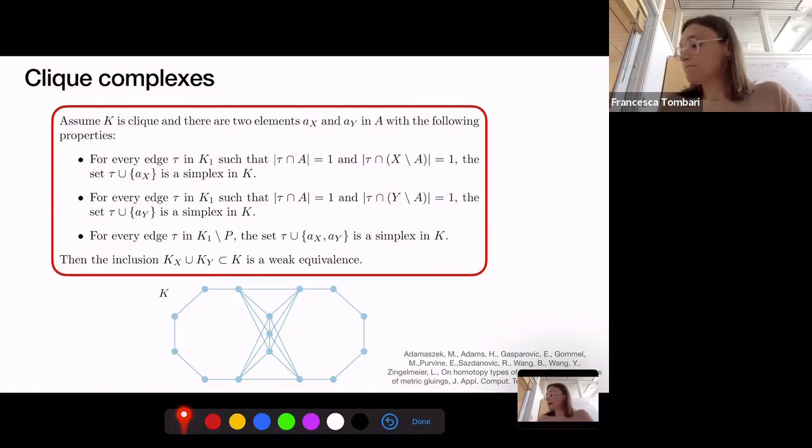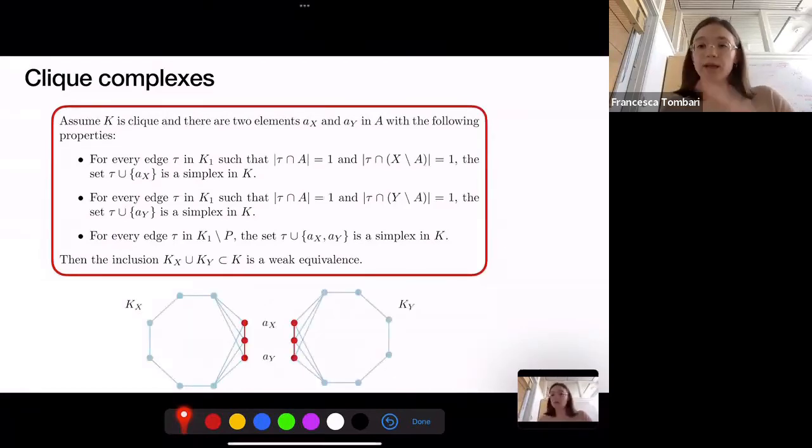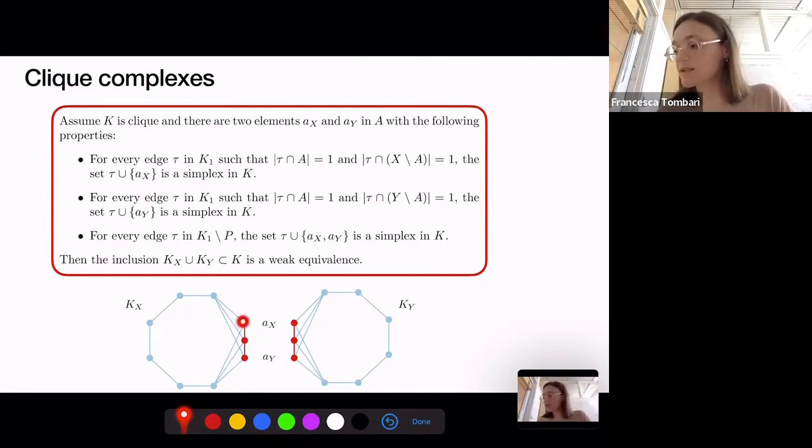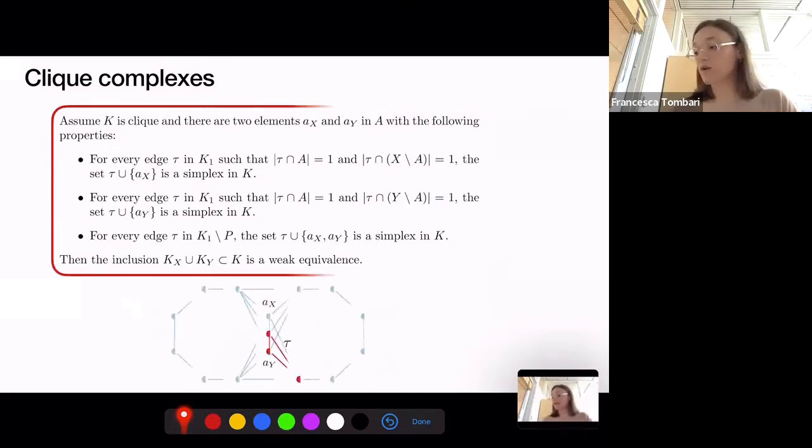Let's say that we want to decompose it in this way. So we basically separate the two almost evident octagons that we have, and their intersection is highlighted in red here. So just these three vertices and two edges. There are these AX and AY that are in the theorem, and they satisfy all of the properties.